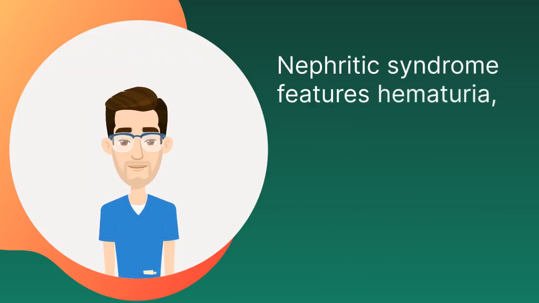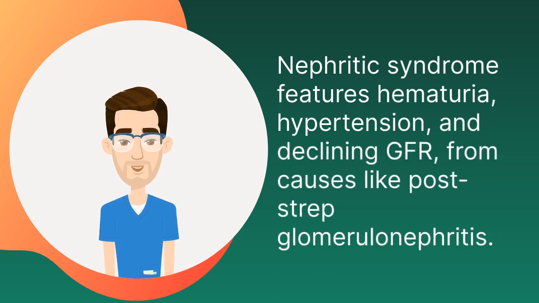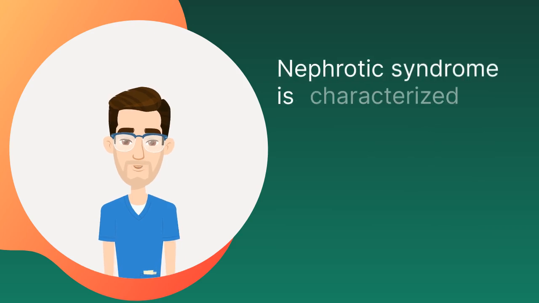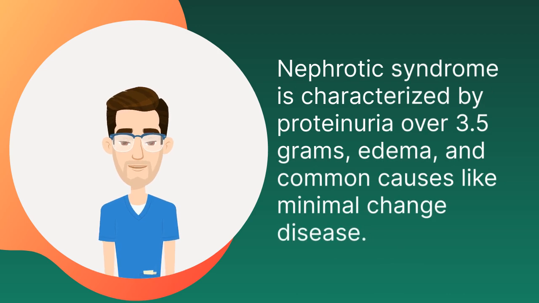Nephritic syndrome features hematuria, hypertension, and declining GFR from causes like post-strep glomerulonephritis. Nephrotic syndrome is characterized by proteinuria over 3.5 grams, edema, and common causes like minimal change disease.